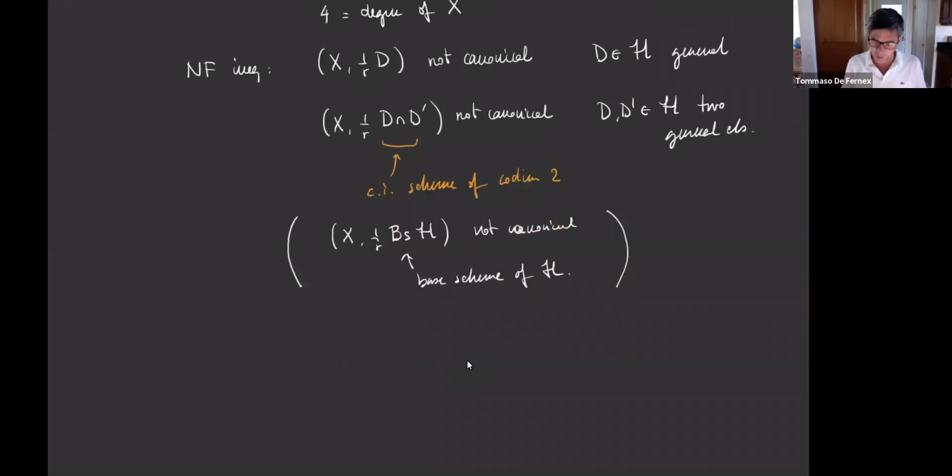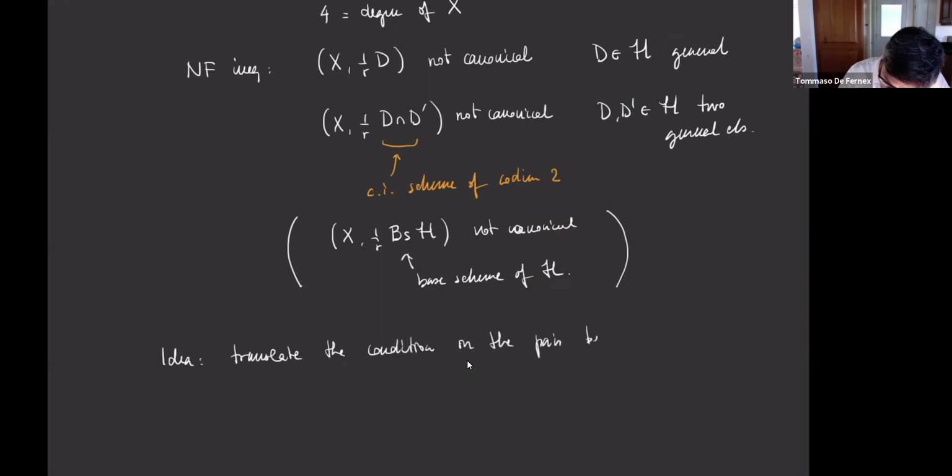Anyway, so we want to relate the two pieces of information. So what is the idea? We want to translate the condition on the pair being not canonical into a condition of multiplicities.